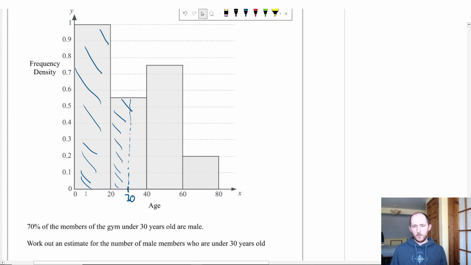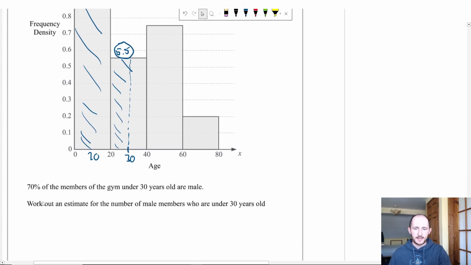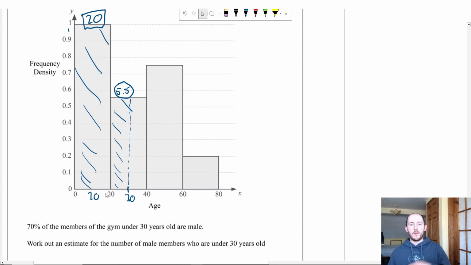So in this case, we have a width of 20 and a frequency density of 1. So 20 times 1 gives me 20 people in this first box. And then here we have a difference of 10, and it goes up to 0.55. So that means it's 5.5. Now you might notice that you can't really have a decimal point of a human being, but if you notice, it does say work out an estimate. So with histograms, we don't actually know exactly how the distribution is within the classes, so you can expect to sometimes get weird answers like this.